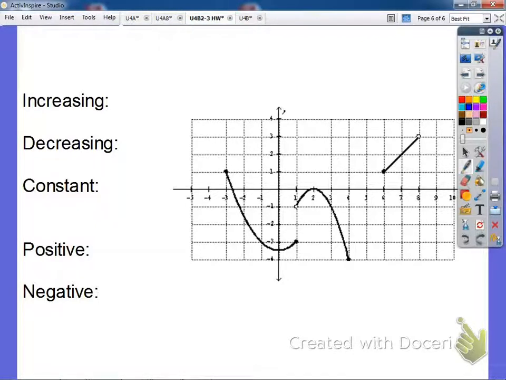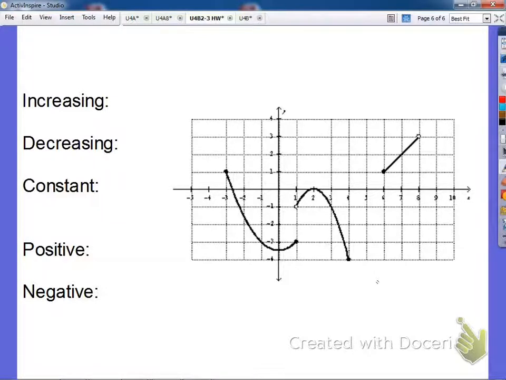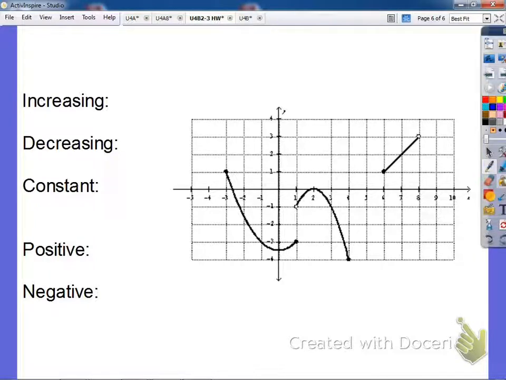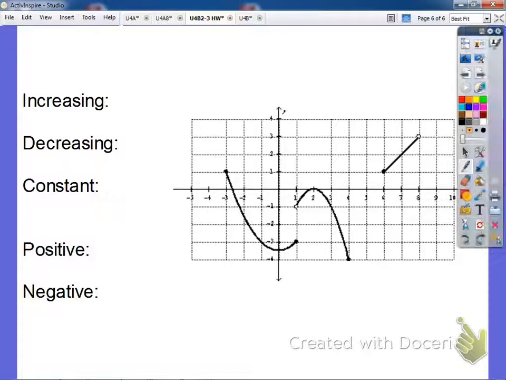Okay, so we're back, and we want to just go ahead and check this, see if we're on the right track. So this graph is increasing in some places, decreasing, constant. Let's look at it. Where is it increasing? I see it increasing here.